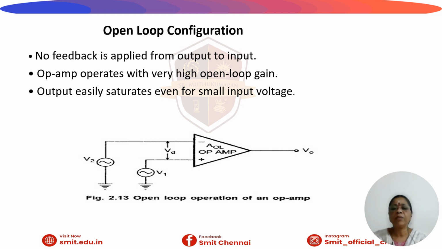Very small differential input voltage Vin equal to V plus minus V minus drives the output to positive or negative saturation, which is plus Vsat or minus Vsat. The applications are generally, it is used as comparator, zero crossing detector or in nonlinear circuit. The major disadvantage of open loop configuration is it cannot act as a linear amplifier because it is easily driven into saturation.